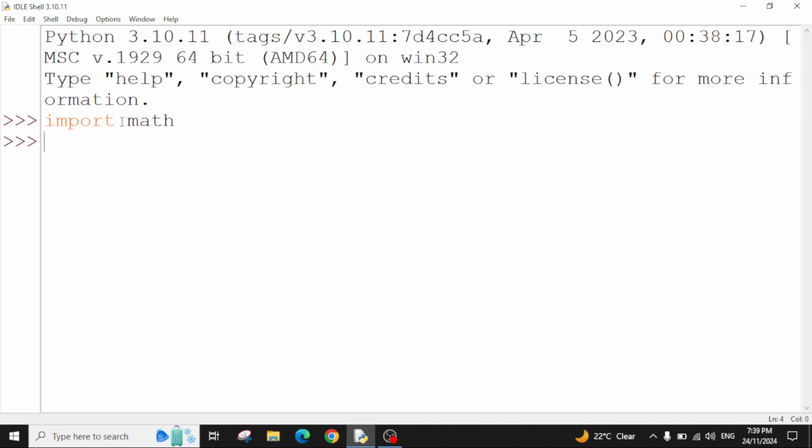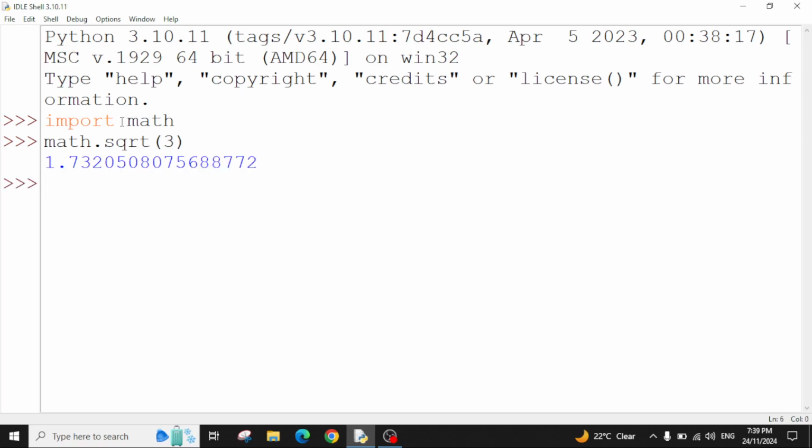The first function provided is for finding the square root. Say I have to find the square root of 3. So what will I write? I will write math followed by the name of the function, sqrt, followed by the number whose square root is to be found. So the square root of 3 comes to be 1.732.